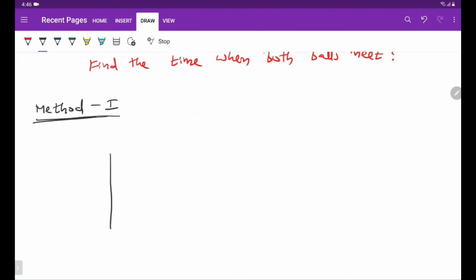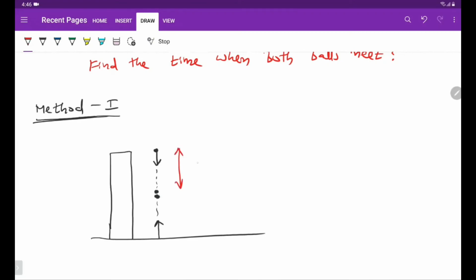So this is the building. Ball A is thrown down, and ball B is thrown up. So both will meet somewhere here. The displacement of ball A is, suppose, SA. The displacement of ball B is equal to SB.